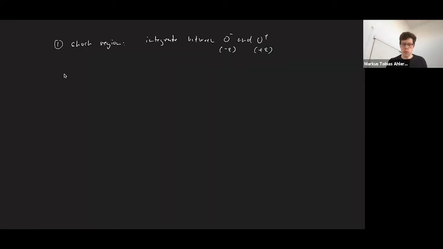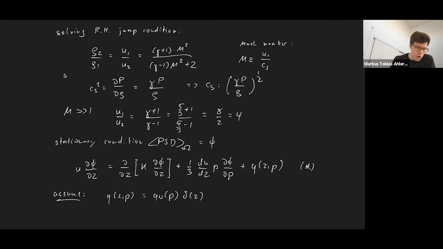So we can first look here at the shock region. And to study this region, we again integrate the stationary solution between 0 minus and 0 plus. So this would be minus epsilon, and this would be plus epsilon, where epsilon is going to 0 in the vicinity of the shock.